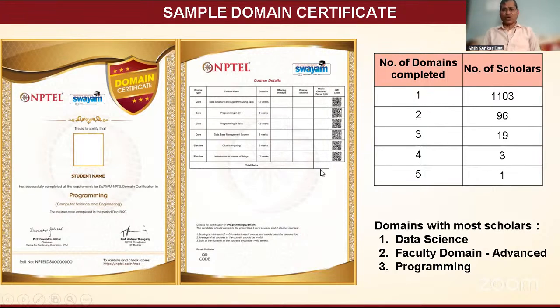And usually the learners don't stop at completing one domain. There are people who have completed more than one domain. So you can see there are people who have completed not only one domain, but 2, 3, 4, or 5 domains also. And the most popular domains are data science, programming, and faculty domain advanced.